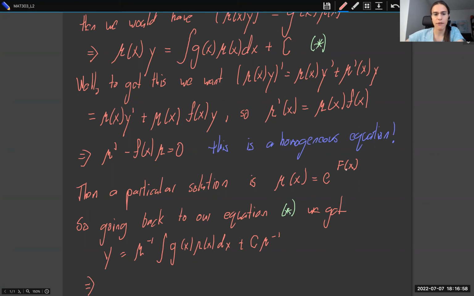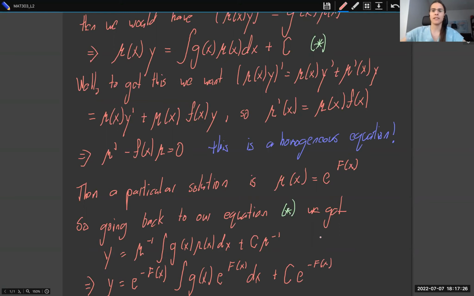It's e to the f of x. So y is e to the negative f of x times the integral of g of x times e to the f of x dx plus c times e to the negative f of x.